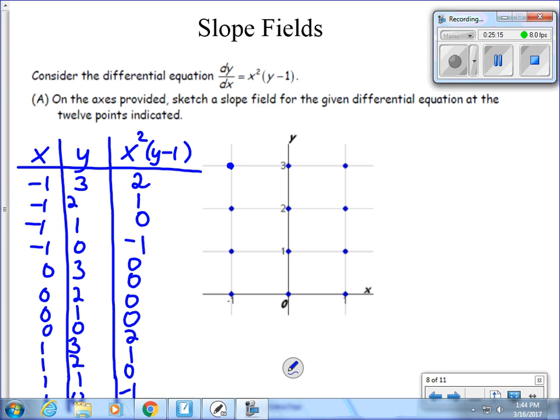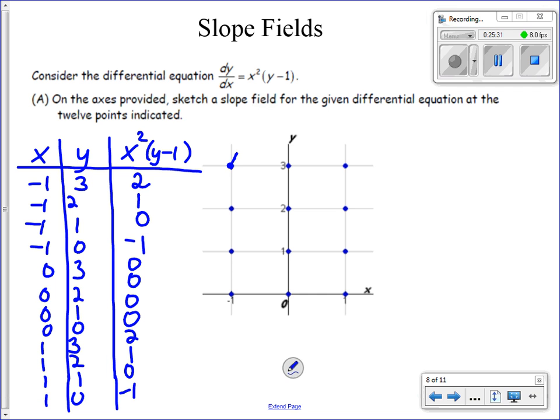Okay, so now we're just going to sketch a small tangent line with each slope, okay? All right, so at negative 1, 3, the tangent line has a slope of 2. So we want to make that steep, but with a positive slope. And then at negative 1, 2, there's a slope of 1. Negative 1, 1, the slope is 0, so that's a horizontal tangent line. And then at negative 1, 0, we have a slope of negative 1.